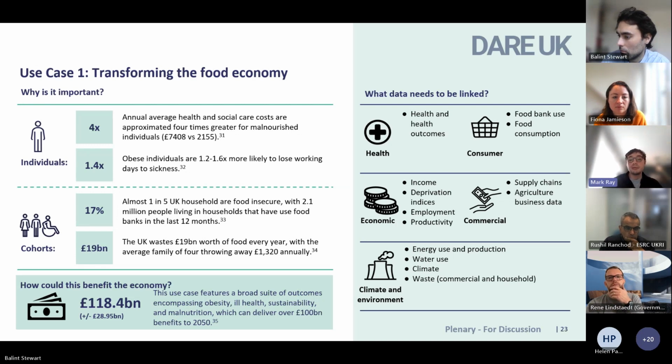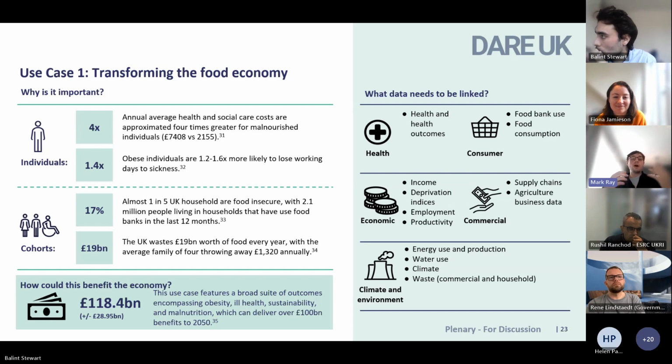So based upon our economic modelling, this use case, if it is effectively realised, could deliver over £100 billion of economic benefits to 2050. And these benefits cover a wide range of impacts, from reducing the costs of diet-related ill health, reducing the social, economic and health costs of malnutrition, reducing agriculture's contribution to climate change. The list really does go on.